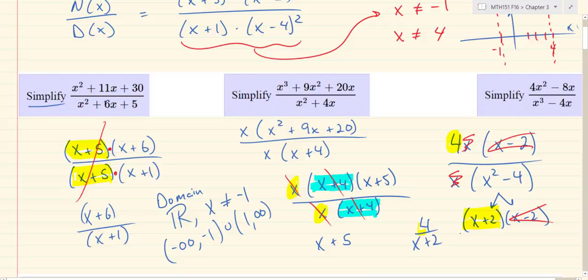And then we would ask the same question, what's the domain? The domain is all real numbers except -2. And there's an asymptote at -2, graphically speaking. We'll get to that in a little bit.